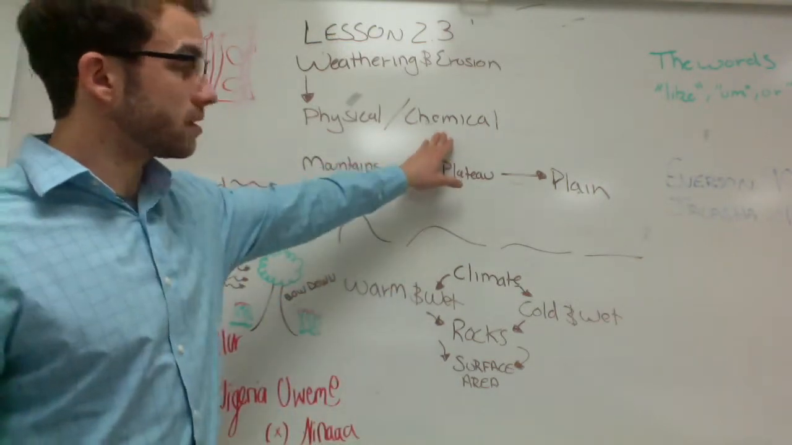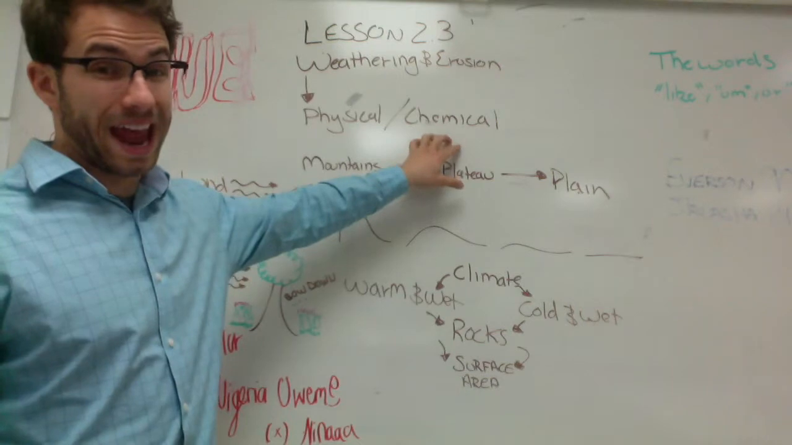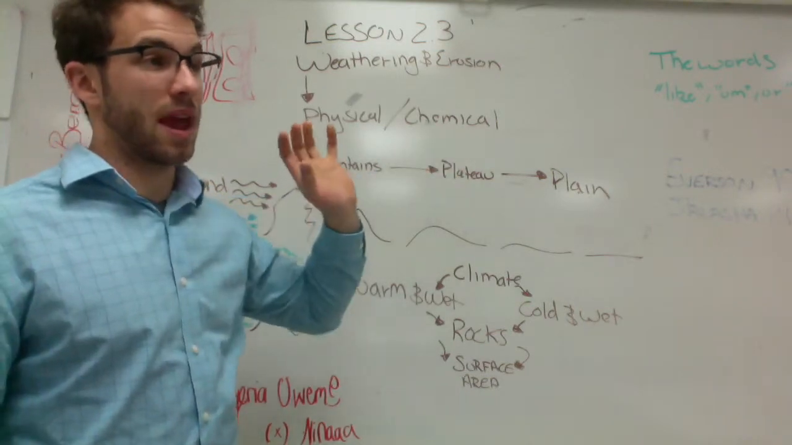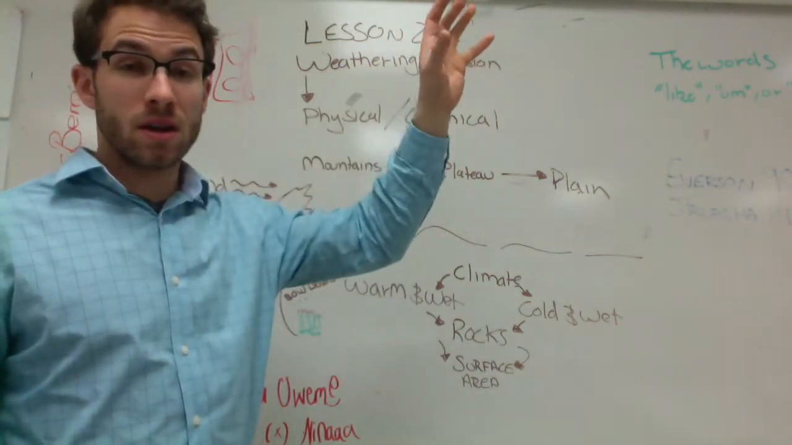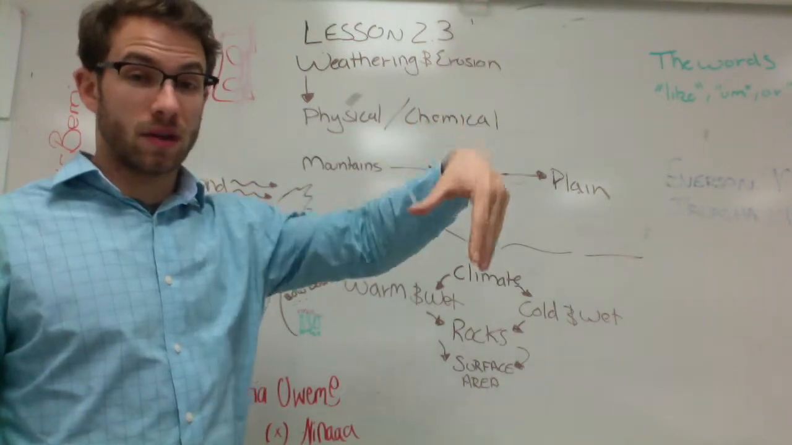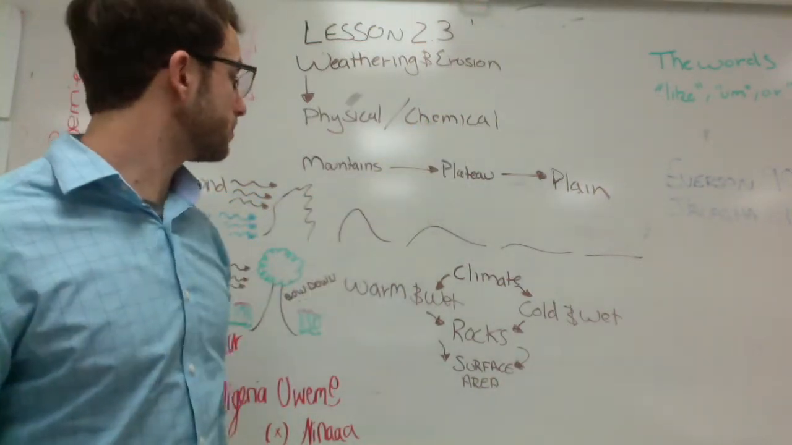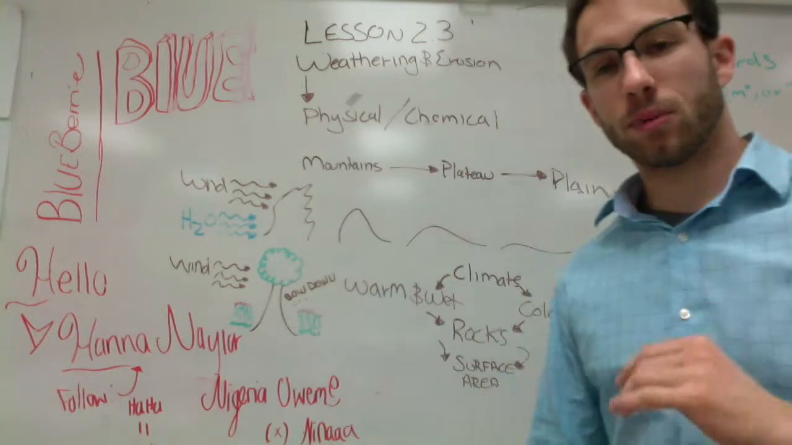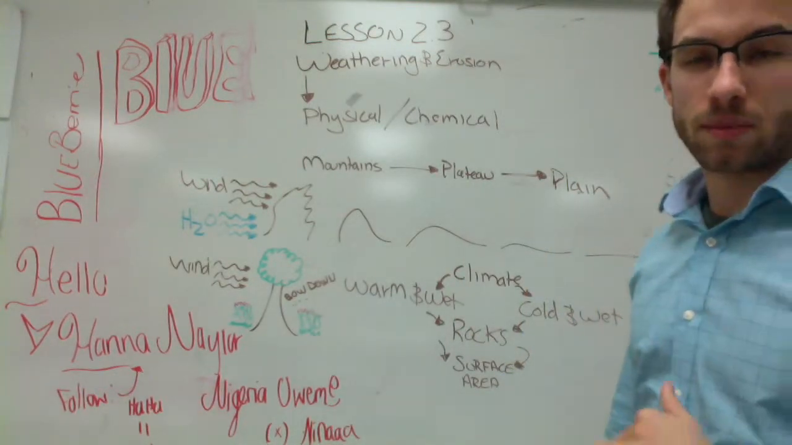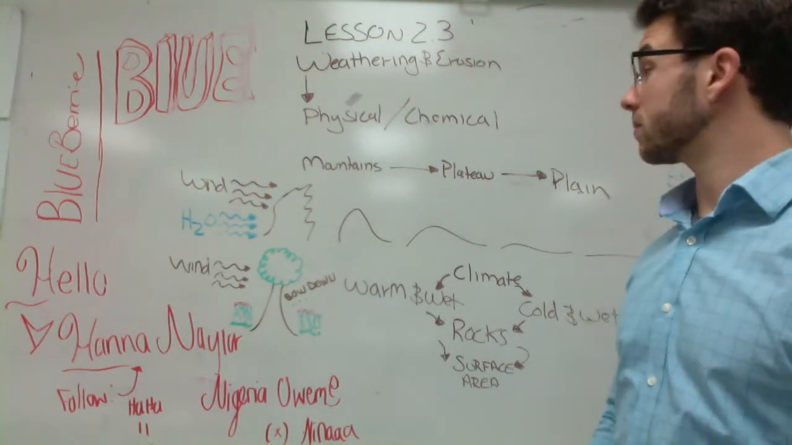As I mentioned, rust is a very good example of chemical weathering, and acid rain. Acid rain is what happens when we have pollution in the air. It gets in the water before it rains, and it rains down and causes the breakdown. Now this is important because it helps shape not only the state of North Carolina, but it also helps shape the rest of the world.